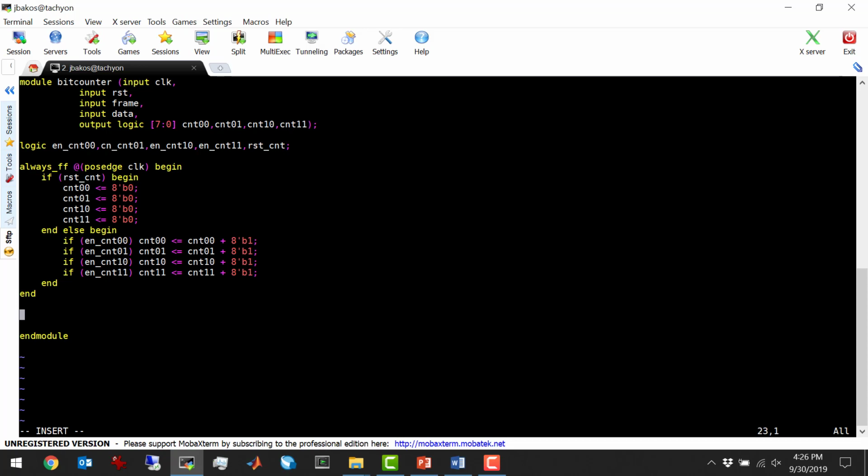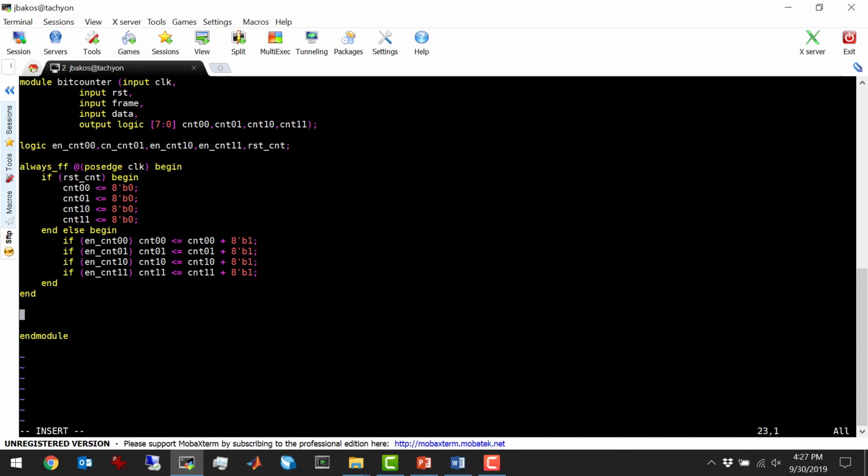Okay, and then, this would be frame equals 1 and data equals 0. So if frame is 1 and data 0, I go to that state. If frame is 1 and data equals 1, I would go to the C1 state. Okay. Now, if frame is 0 and data is anything else, then I would stay in the idle.